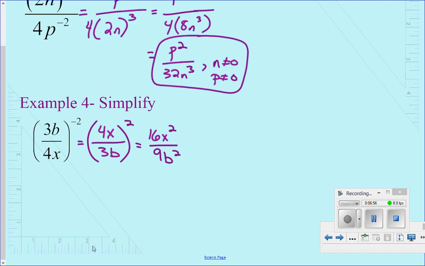And 16 and 9 look like they have nothing in common. X squared and b squared, nothing in common. I just need my x and b not equal to 0 for the restrictions. And that's the final answer.